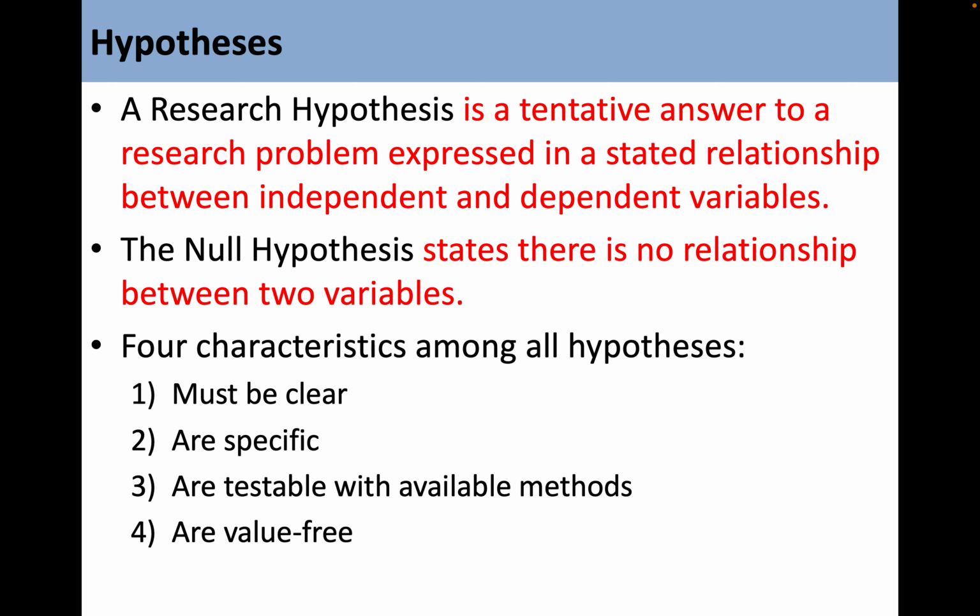Four characteristics among all hypotheses. They must be clear, they must be specific, they must be testable with available methods, and they must be value-free. In other words, no value judgments. We cheat a lot. We do. As humans, we tend to cheat a lot. We want to seem as smart as we possibly can be. And of course, we do this by using value judgments.